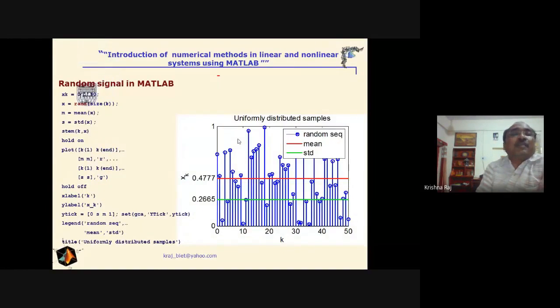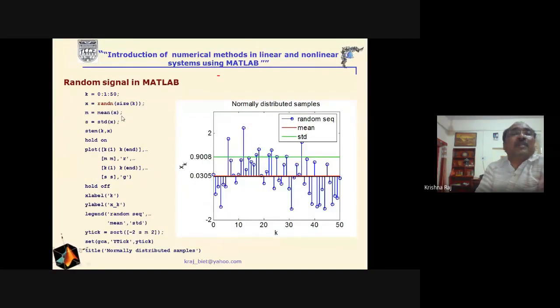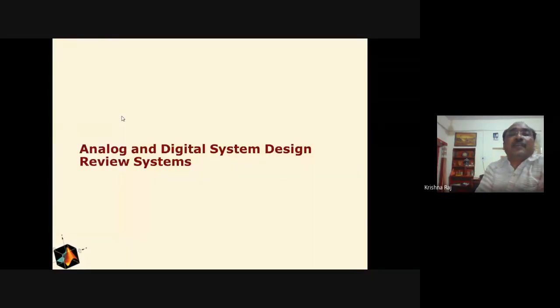Random signals can also be generated, as we have discussed with the rand command. So whatever the size, we can generate m cross n or n cross n. Depending upon the requirement, we can generate the signal here.